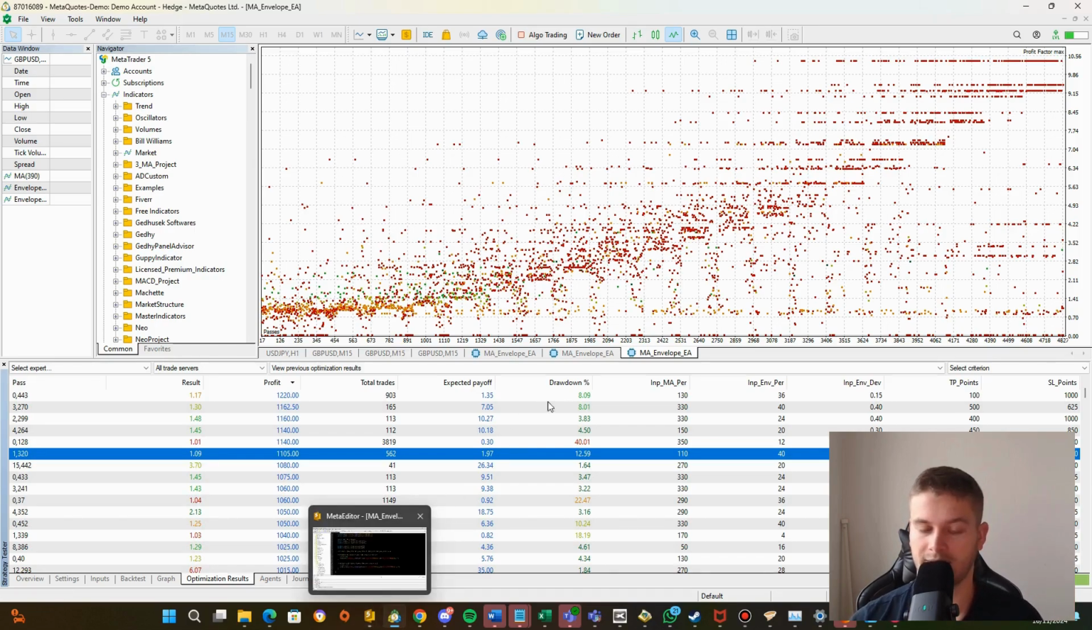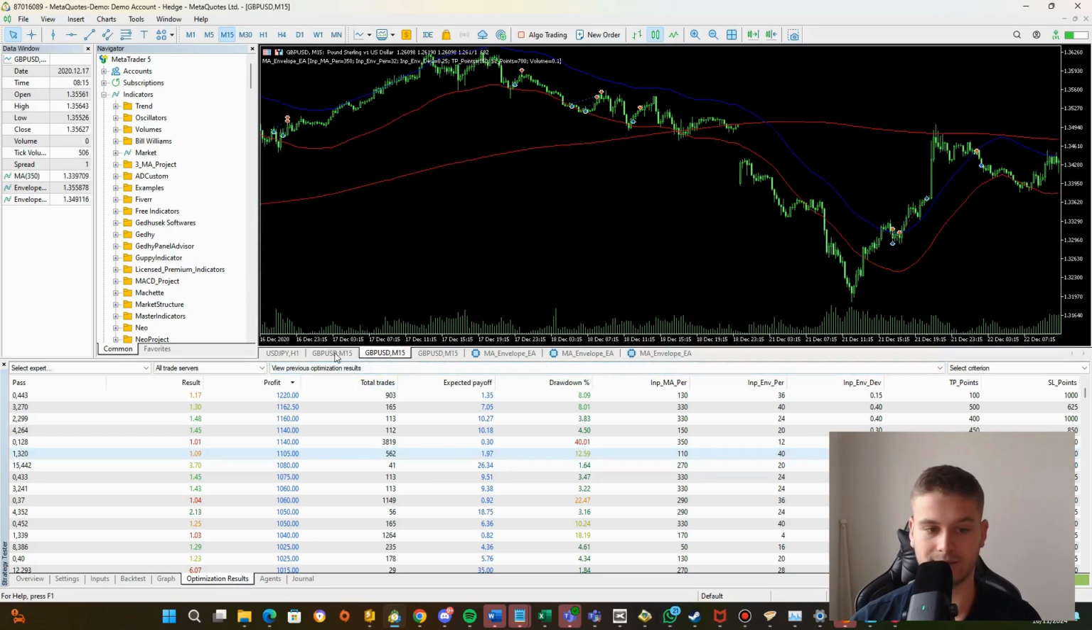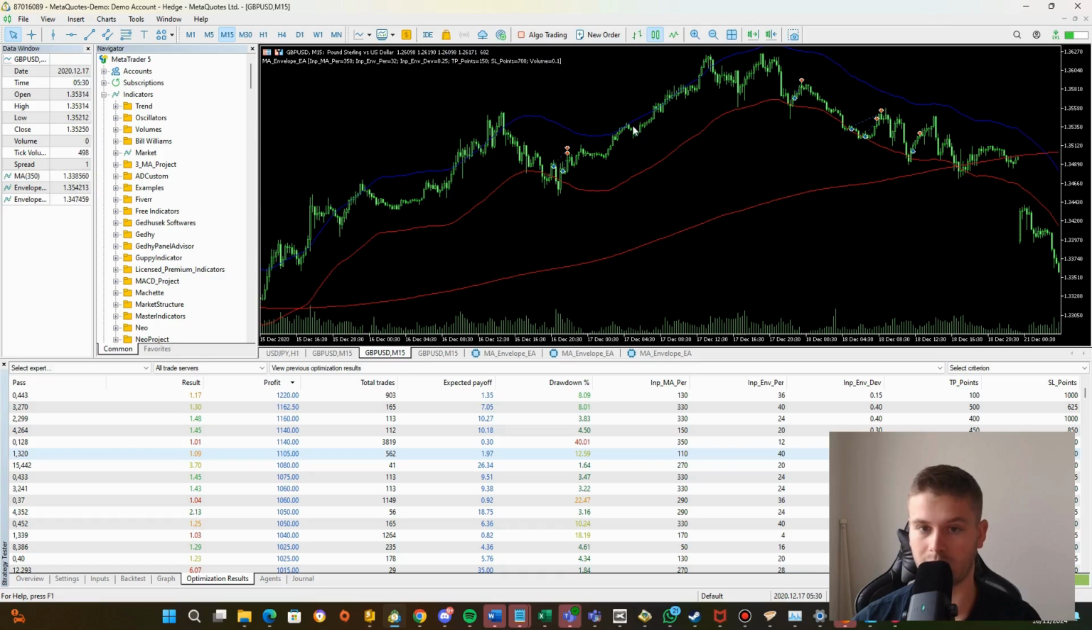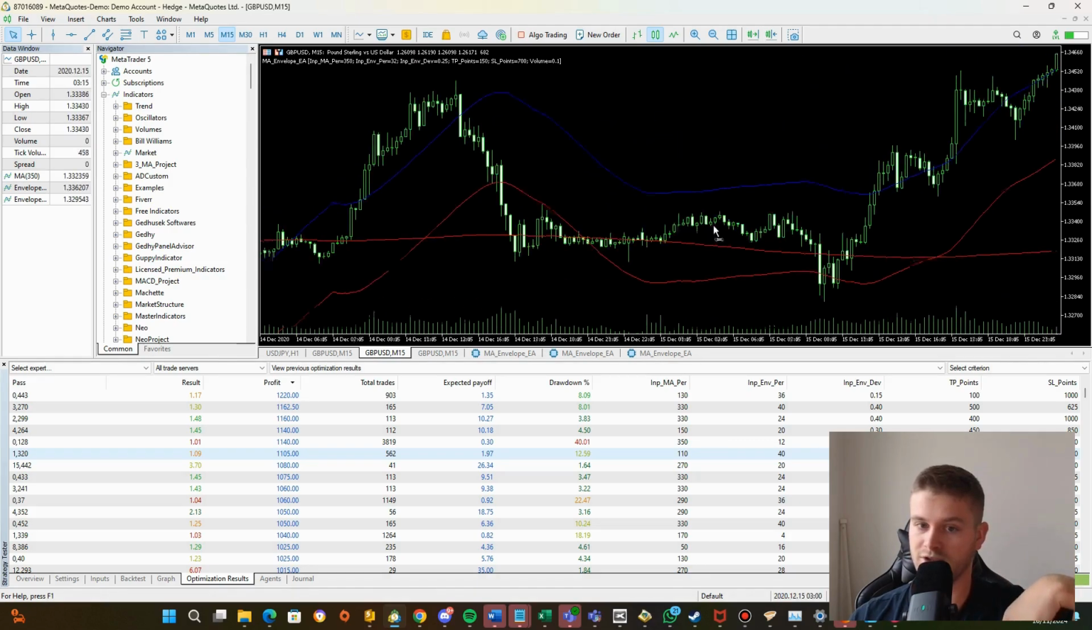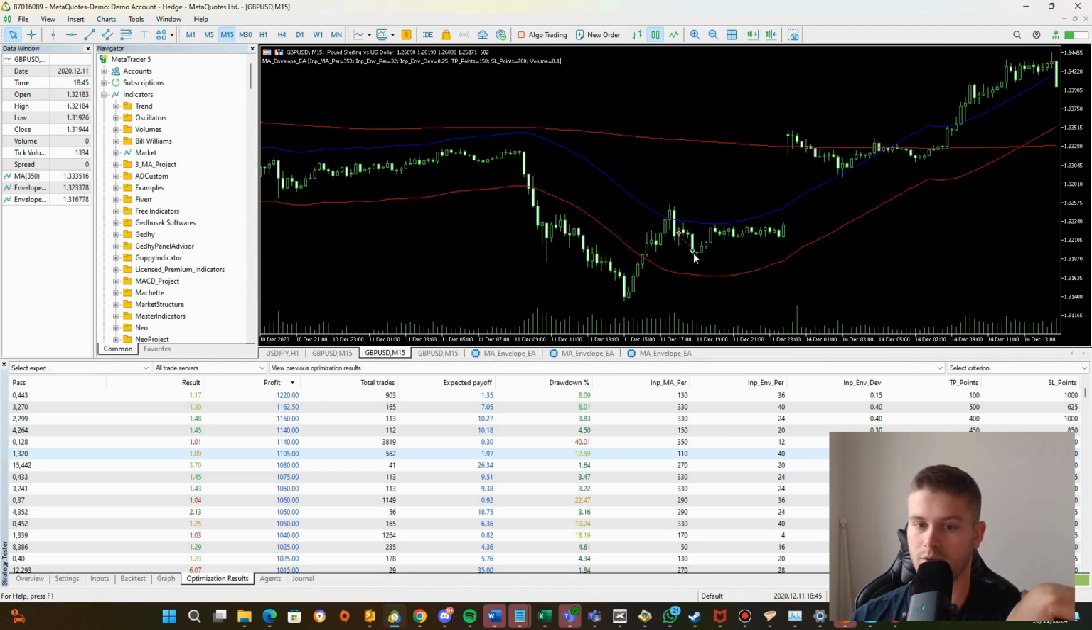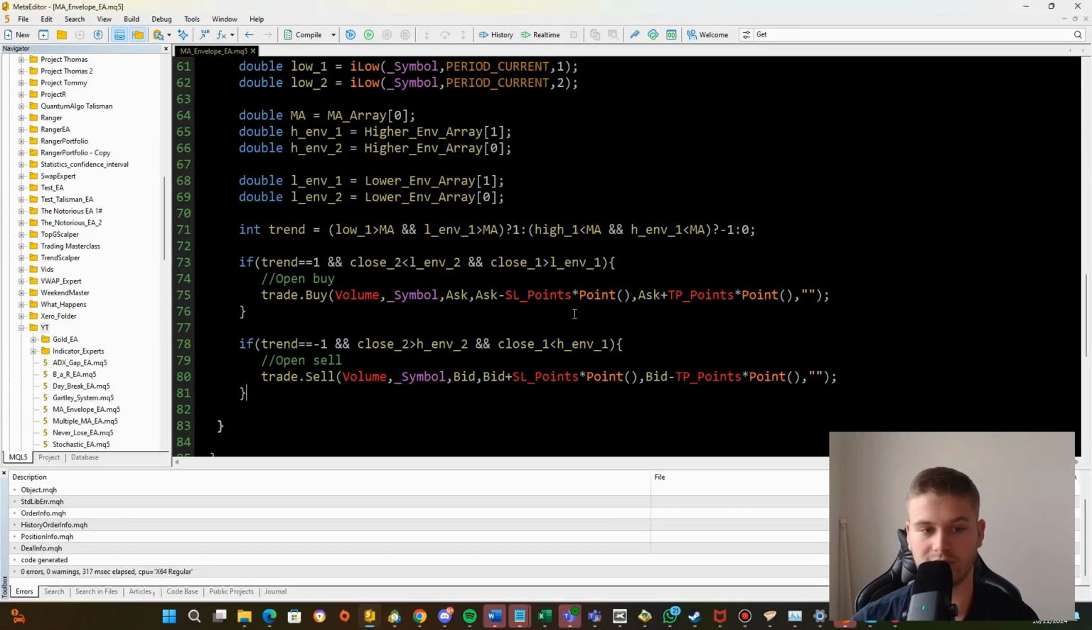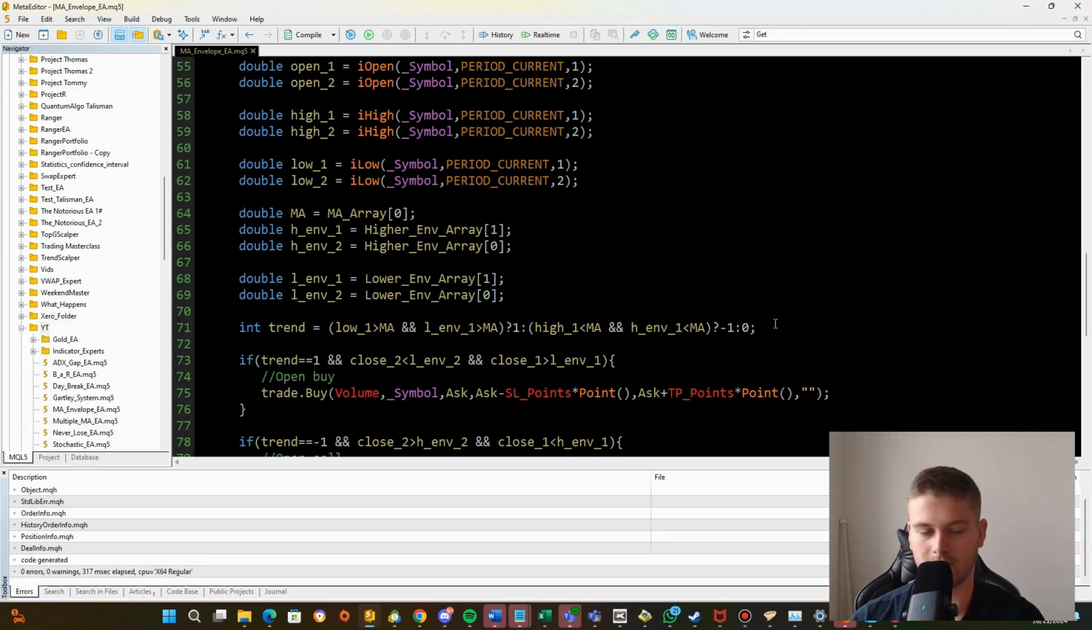So now I will change the concept or the entry method of this EA, not to a pullback, but to following the trend. For the buy positions, I will open positions when the price goes above the higher band, and for the sell positions, when the price goes below the lower band. So now I will try to catch the trend as soon as possible. Let's do that. It will be pretty simple.